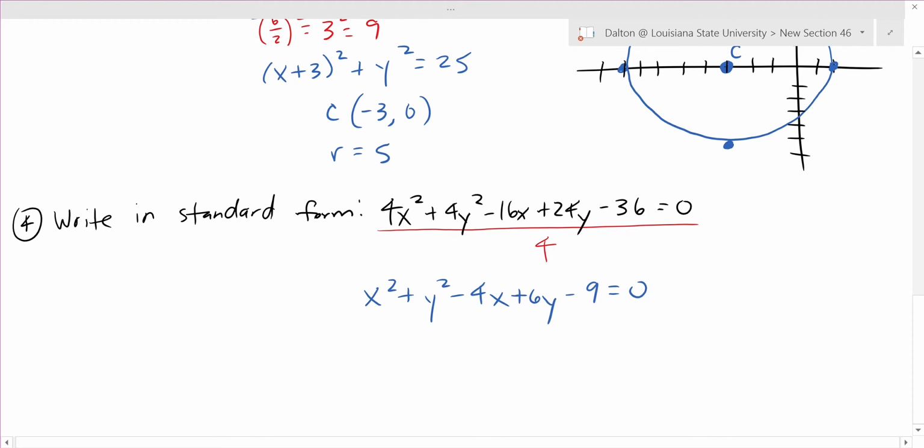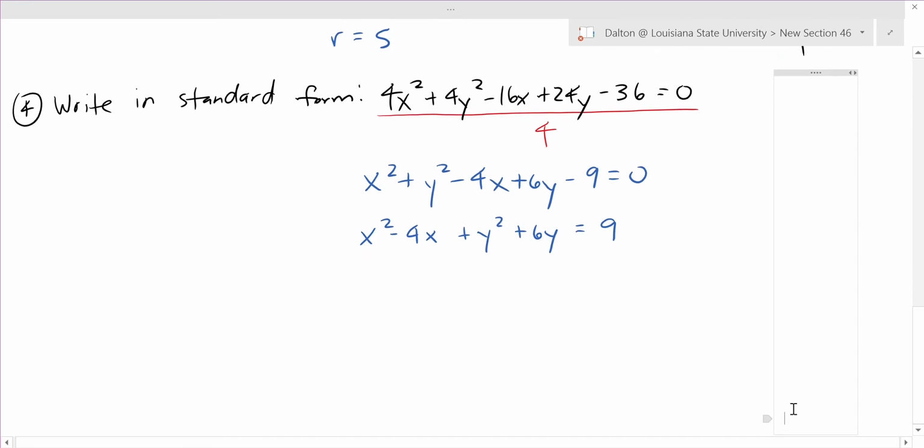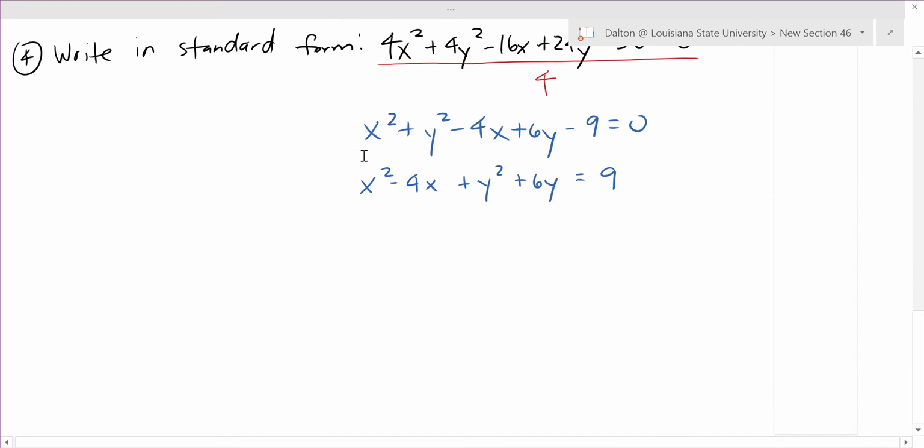And then I can regroup. That would be x squared minus 4x plus y squared plus 6y. I'm going to move that negative 9 to the right-hand side to be a positive 9. So then you'll notice, different than the last problem, I have two x terms and two y terms, which means I'm going to complete the square twice. I'm going to complete the square with the x's and with the y's.